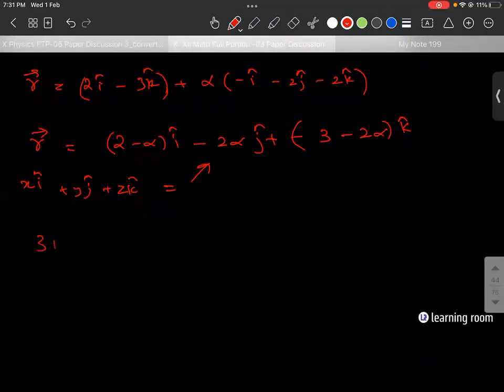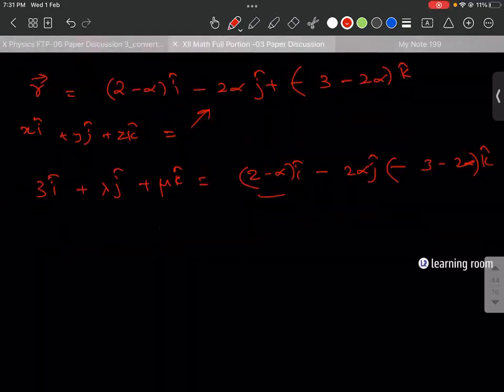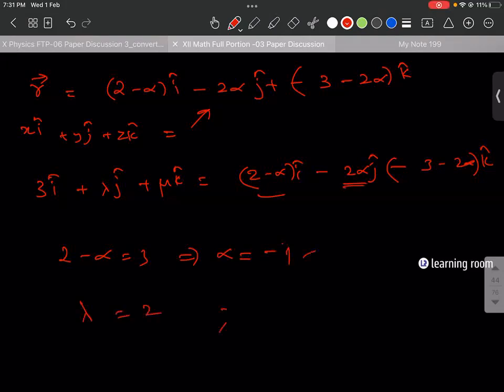But A vector, sir. So 3i cap plus lambda j cap plus mu times k cap is equal to 2 minus alpha i cap minus 2 alpha j cap minus 3 minus 2 alpha k cap. Correct? So 2 minus alpha is equal to 3, which implies alpha is equal to minus 1. Alpha is minus 1, sir. Lambda will be 2 and mu is equal to minus 1, sir. How much does it come? Minus 3 plus 2 minus 1. Correct? Yes, that's it. Correct.